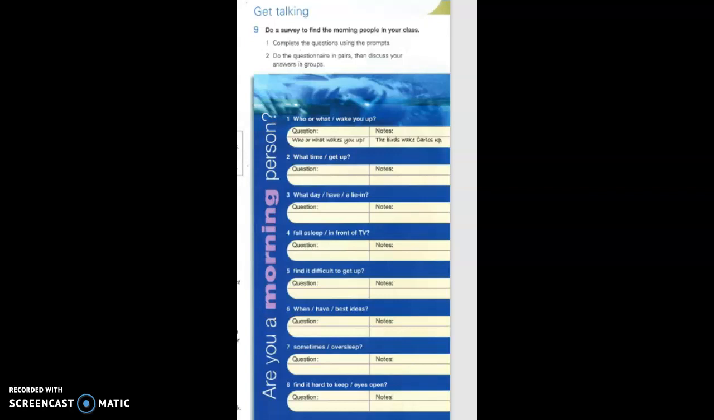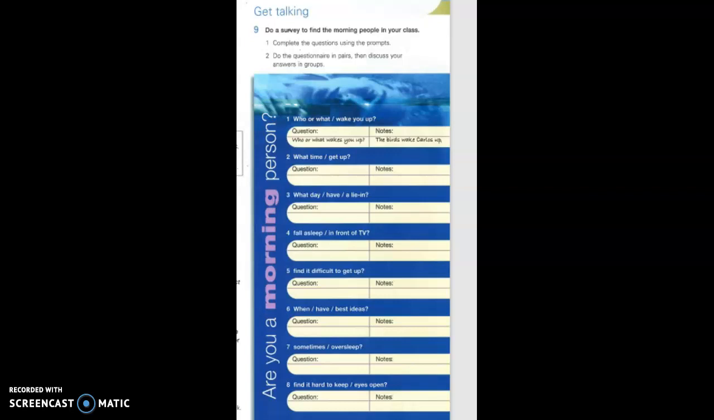The alternative to this is that they don't write the full question, but they simply think about the answers. So, for example, number 2, I could look at it and say, what time get up? Okay, so that means what time do I get up? And I'm going to make some notes on the right. So I get up at 7 o'clock. Just put 7 o'clock.